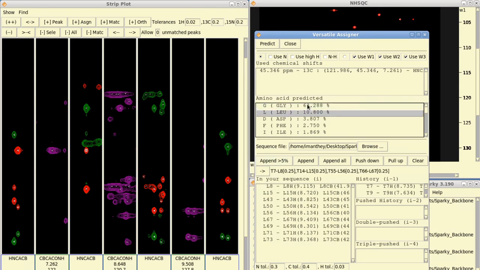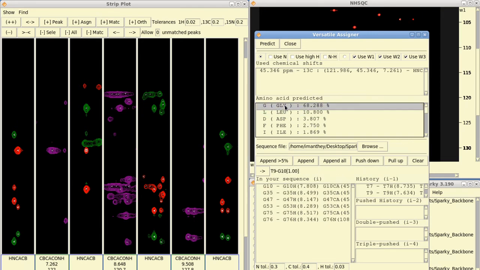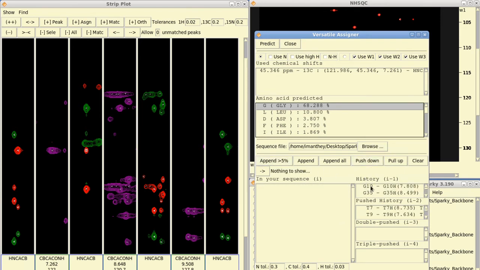So again, you need to go through all of the residues above 5%. We can see that if this were to be L, there are multiple chances here. So this could be L or G. So we're going to need to keep going. So we're going to go ahead and push down. Append all above 5%, get that in the history, and we're going to move on to our next residue here.